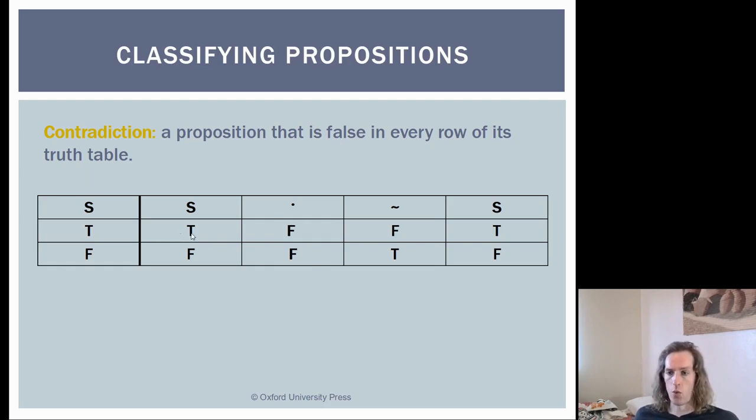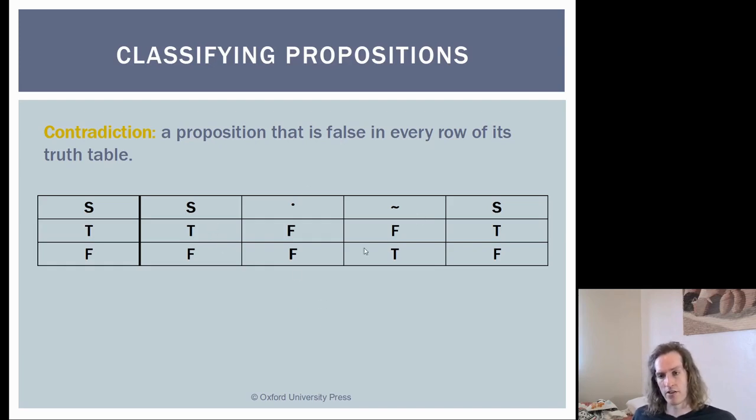So here we only have one variable. We have S, so our base column is just going to be 2 rows deep. S can be true or S can be false. And our statement is S and not S. Now, if you think about it for a second, it seems like you can't have S and not S. So if this turns out to be a contradiction, that would make sense.